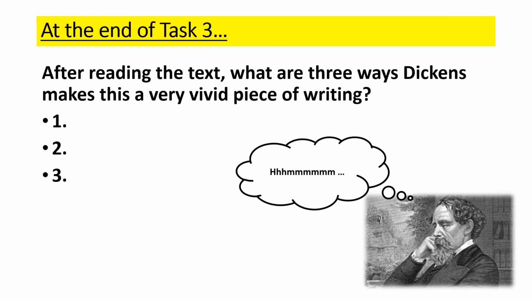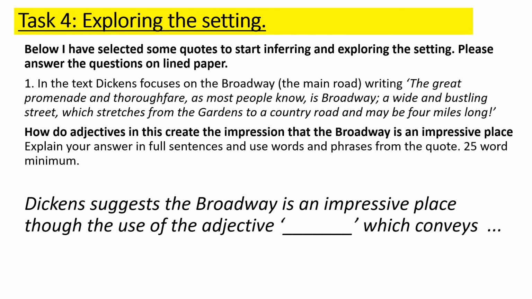At the end of task 3, I've just added you a thing in a little bit that says, after reading the text, what are 3 ways Dickens makes this a very vivid piece of writing? And a little comedy picture of Dickens having a think there. You could write down 3 features you've found. You could write down 3 words. Now, if you've been making notes as you read, you may have already done this, and that's great. But if you're someone that likes to read it first, this is your chance to go back and start picking bits out. Once you've done that, you've done task 3.